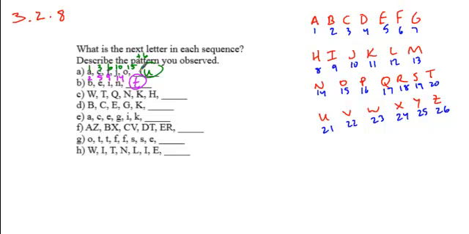Okay, we can do the same thing, possibly counting backwards. So again, it might be wise to start with that. If you look here, W is the 23rd, T is the 20th, Q is 17, N is 14, K is 11, H is 8. So we see that each time we decrease by 3. So if we subtract 3 from 8, we get 5. 5 is the letter E, so that would be our answer choice for C.